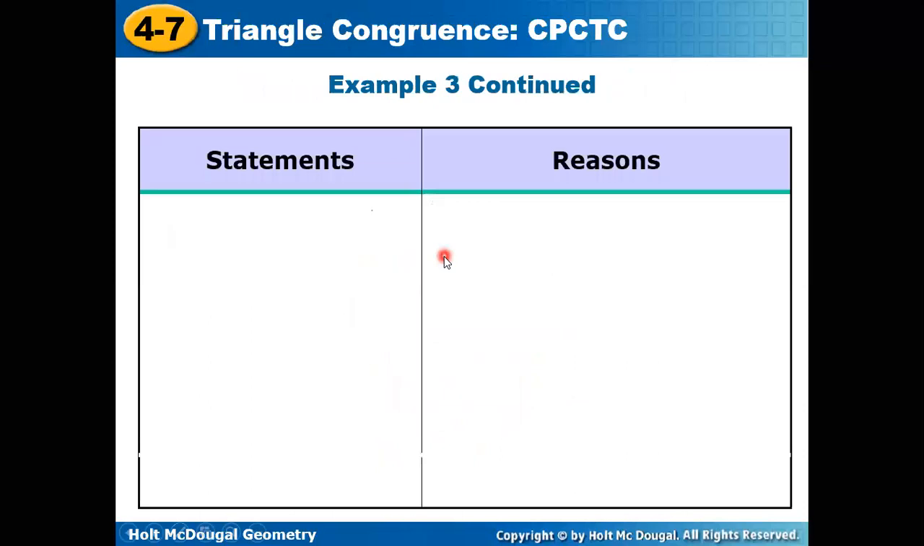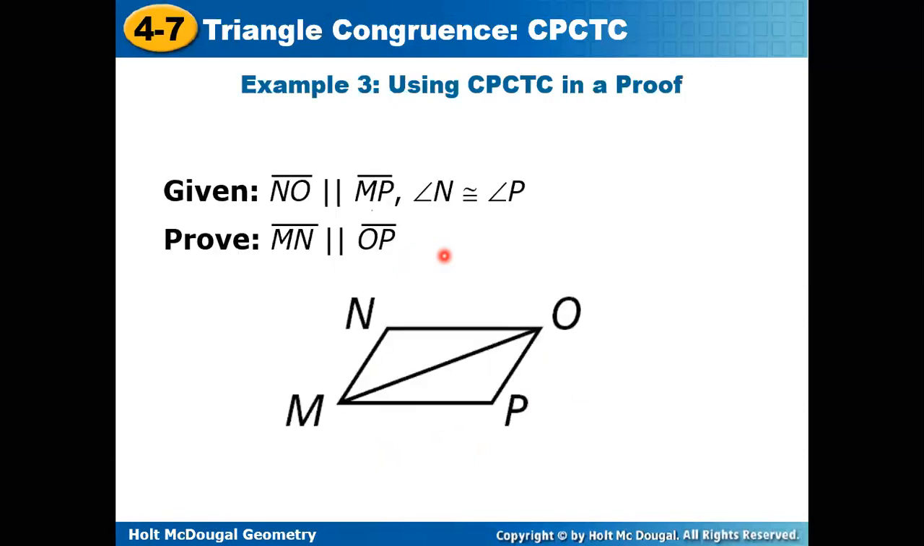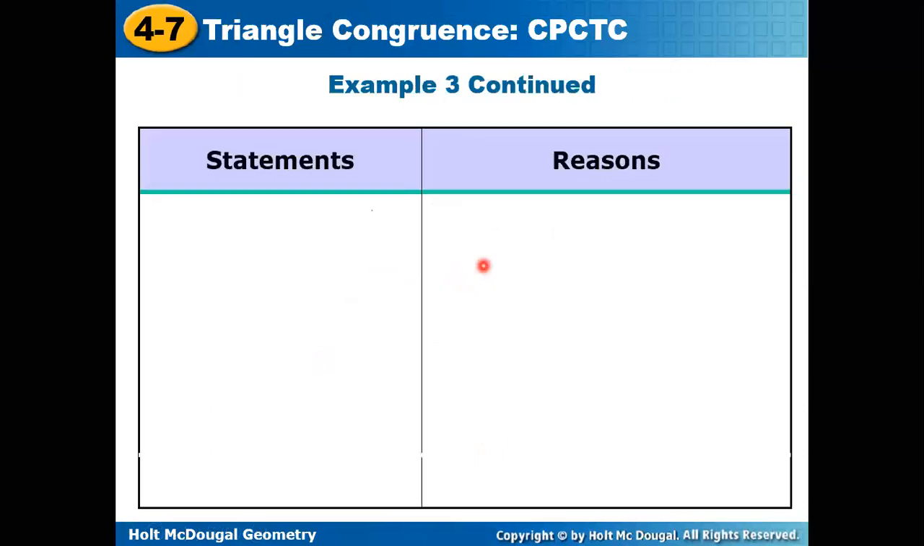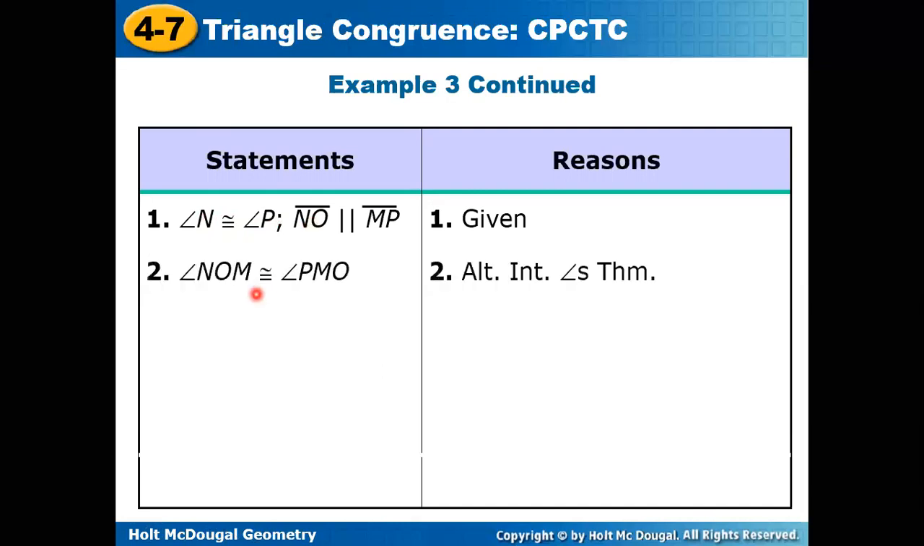Let's see the proof. Before you write the proof, try to draw this figure again and then watch the video. We start the proof with given. We know that angle N is congruent to angle P and the segment NO is parallel to the segment MP, and this is given. Then from the parallel, we can write a pair of alternate interior angles, they are congruent by the theorem of alternate interior angles.